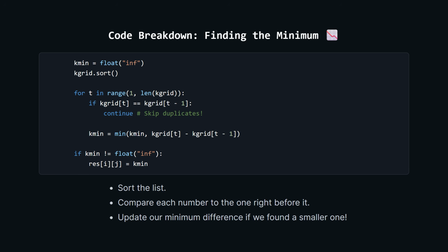We sort our temporary list, bringing the closest values together. Then, we loop through it. The crucial part here is the if statement that skips duplicates. We only want the difference between distinct numbers. We take the current number, subtract the previous one, and if that gap is smaller than our current record, we save it. At the end, we drop that record into our result grid.